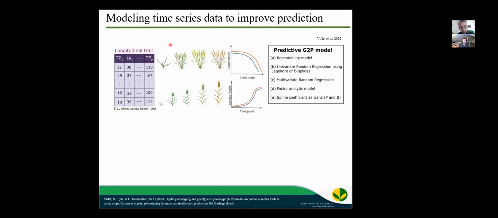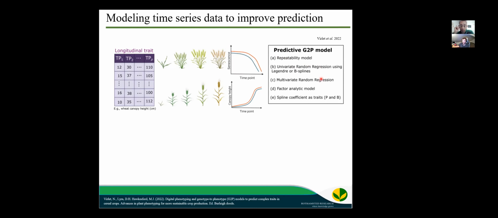We have yield as the main trait. However, if you want to predict senescence or canopy height, you can do so. And what kind of model can you use? That's the main thing. And also, can I use senescence together with yield? Yeah, it's a secondary trait in this case.